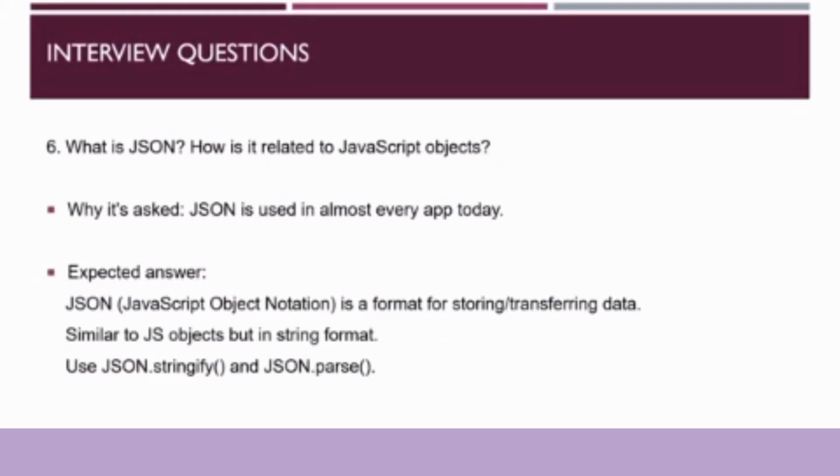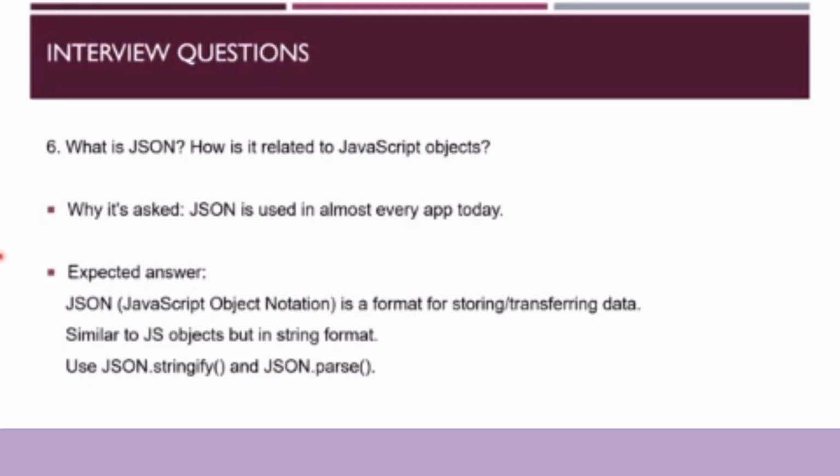The next question is, what is JSON? How is it related to JavaScript objects? So JSON stands for JavaScript Object Notation. It is a popular format used to store and send data between computers or apps, especially on the internet. JSON looks very similar to JavaScript objects because it also uses key value pairs. But there is one big difference. JSON is a string. That means it's just text.